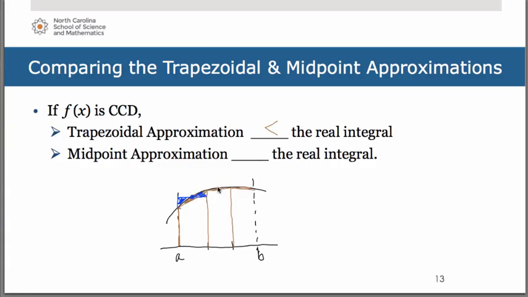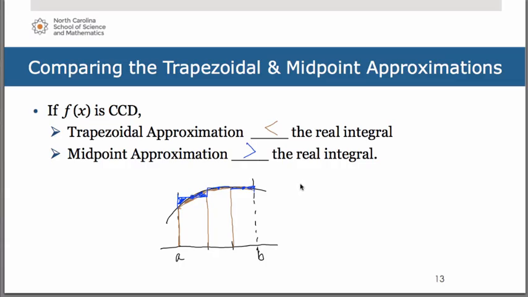In the second one, this one was almost rectangular to begin with. And then the third one, once again, you have a little bit of positive error and a little bit of negative error. It so happens, however, that the positive error outweighs the negative error. And so if the curve is concave down, the midpoint approximation is greater than the real integral. It's greater than the true value of the area under a curve.